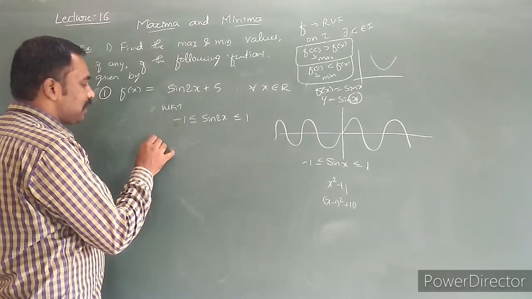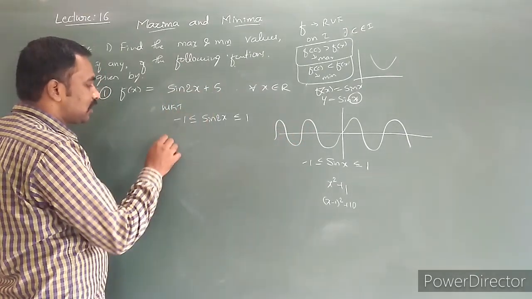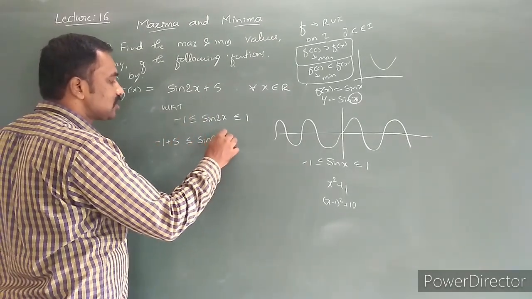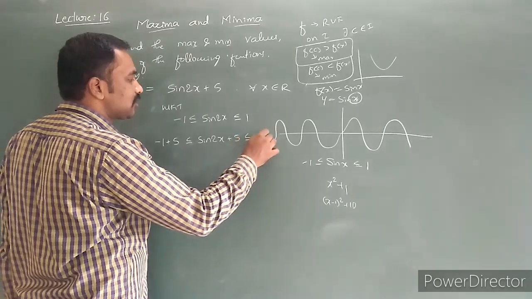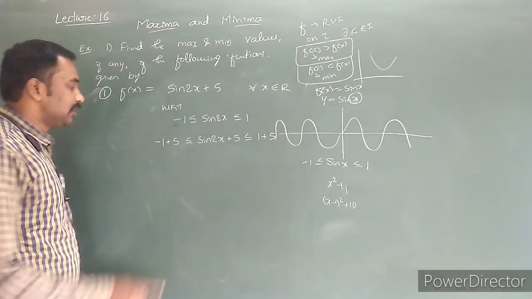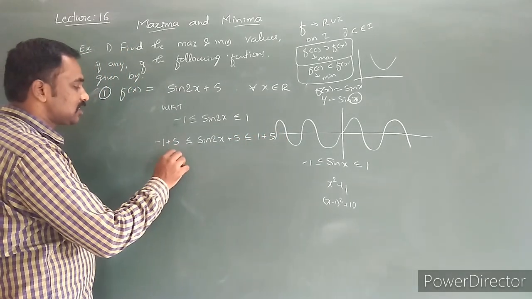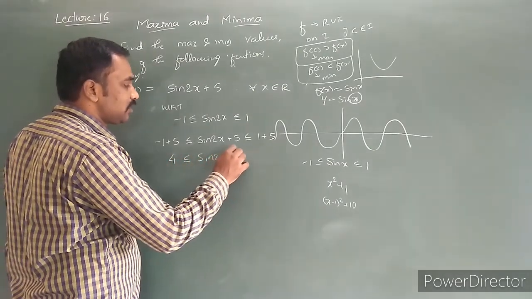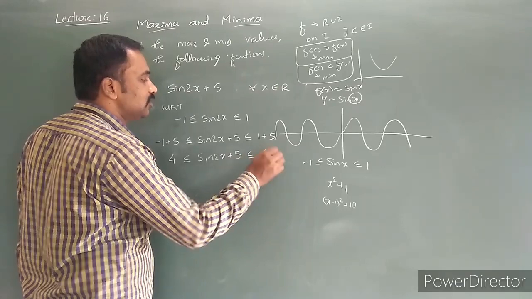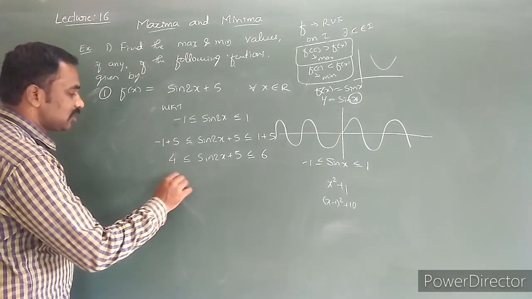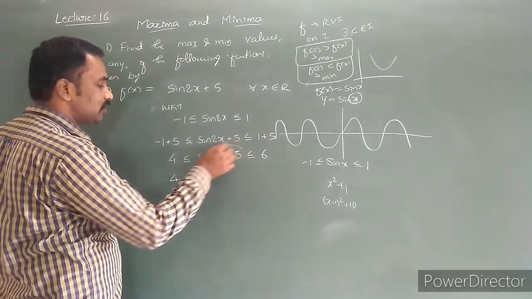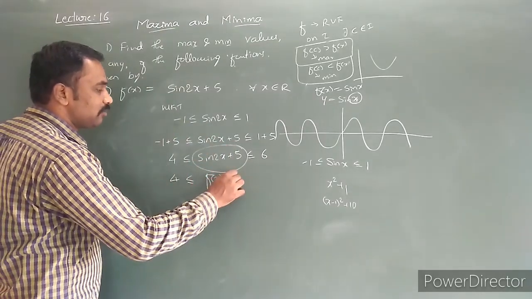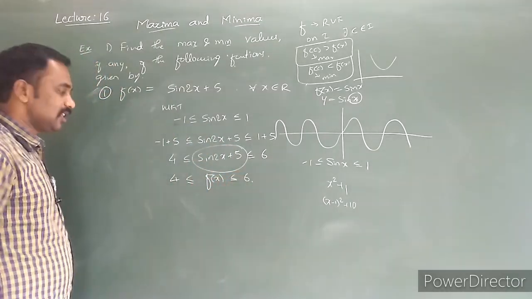Adding 5 to all sides, what happens? Minus 1 plus 5 is less than or equal to sine of 2x plus 5, which is less than or equal to 1 plus 5. Minus 1 plus 5 is 4. So 4 is less than or equal to sine of 2x plus 5, which is less than or equal to 6. That means 4 is less than or equal to, what is this value? This is nothing but f of x. F of x is less than or equal to 6.